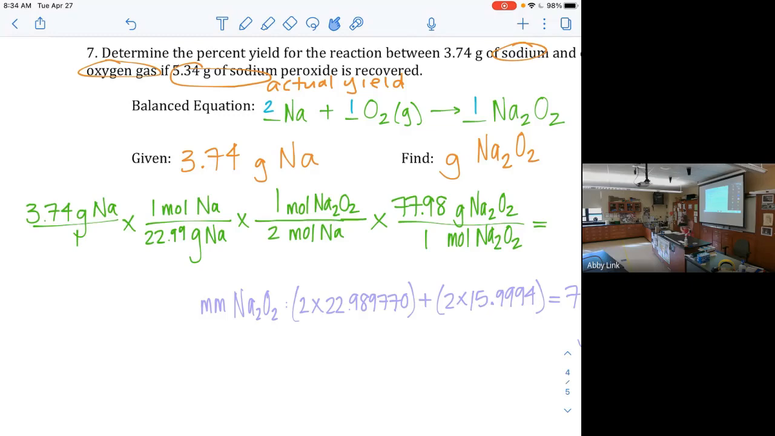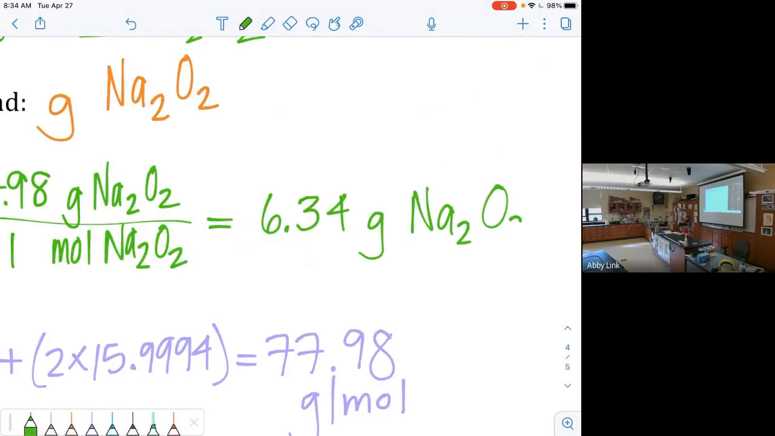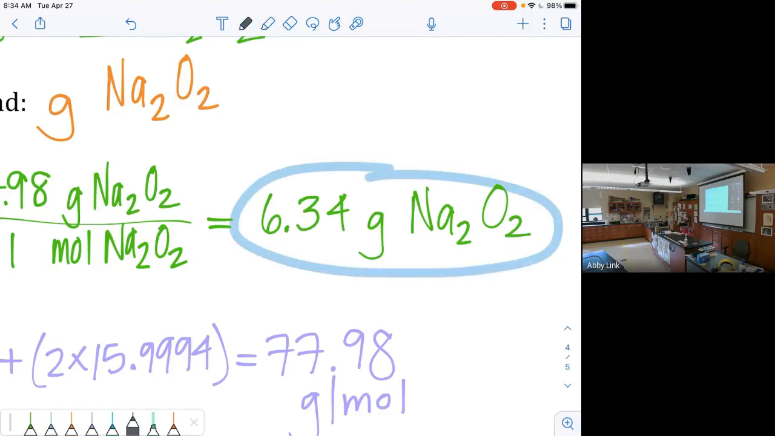And I get, sig figs. We didn't talk about those yet. 3 sig figs. So I get 6.34 grams is my final answer. Okay, I'm going to put a box around that, or a circle rather, and I'm going to label this as my theoretical yield.